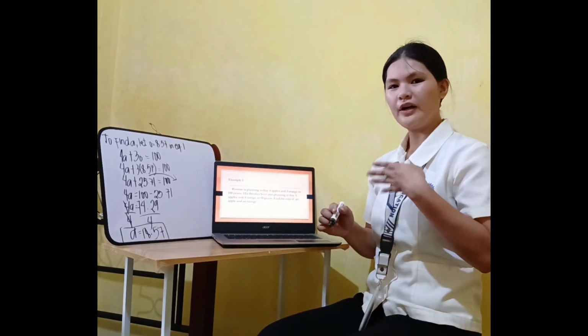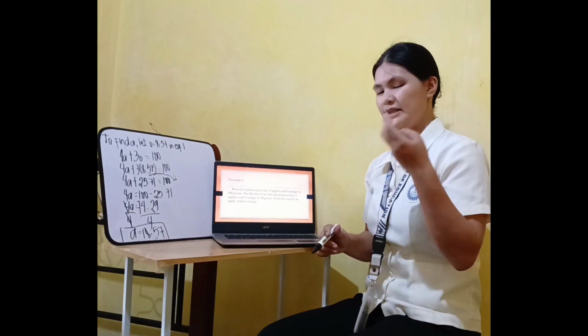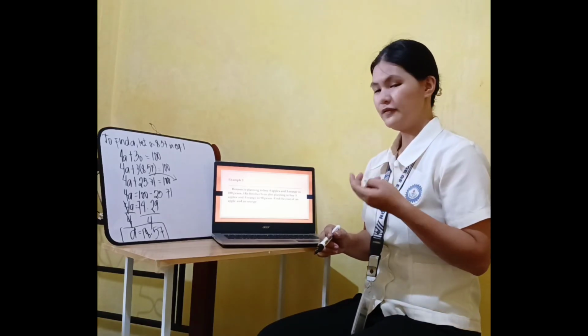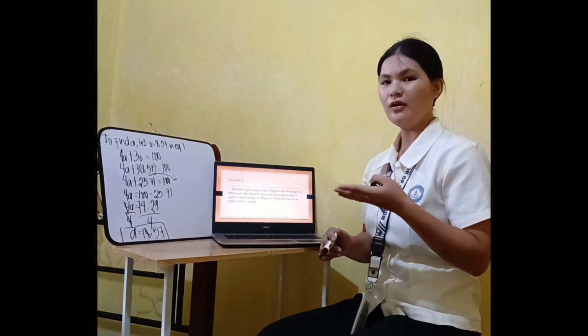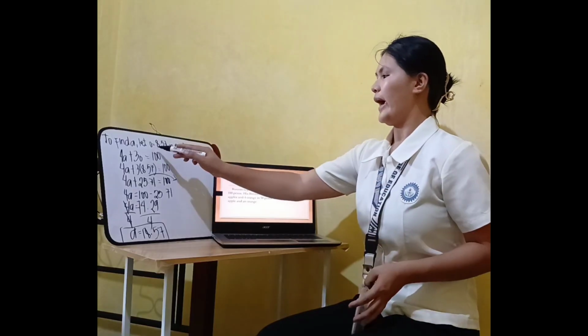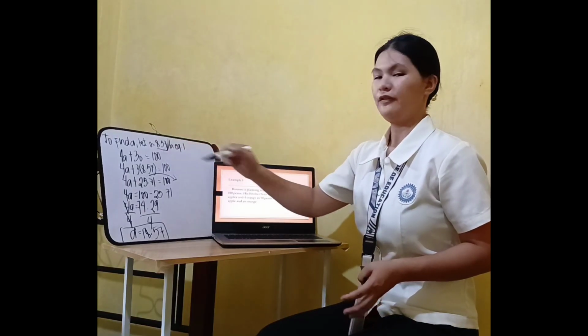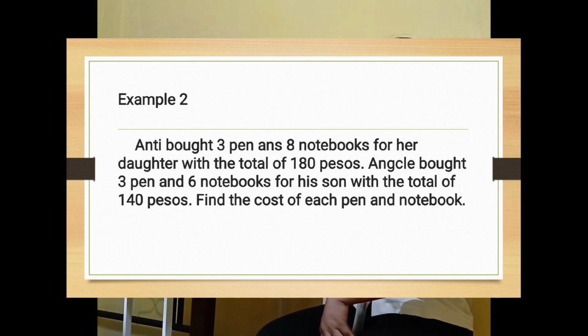So therefore, the cost of one apple is equal to 18.57 and the cost of one orange is equal to 8.50. Example number 2. Auntie bought 3 pens and 8 notebooks for her daughter with a total of 180 pesos.